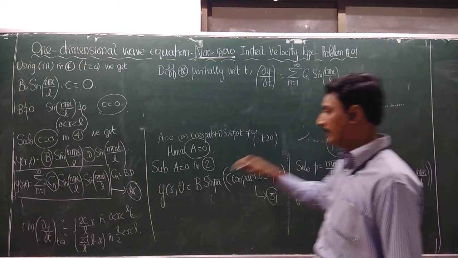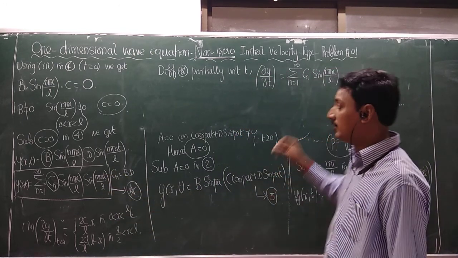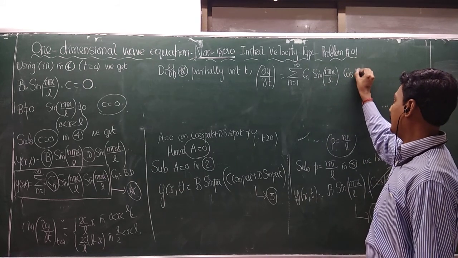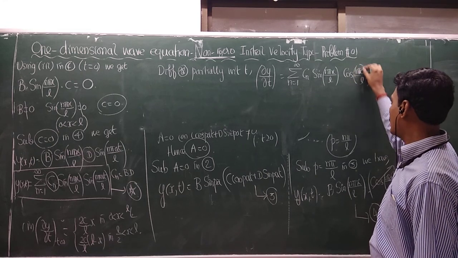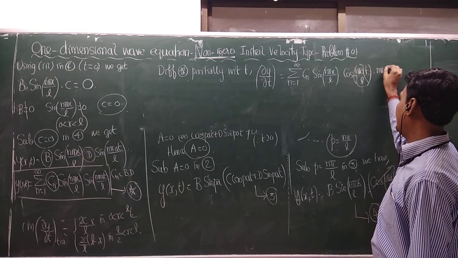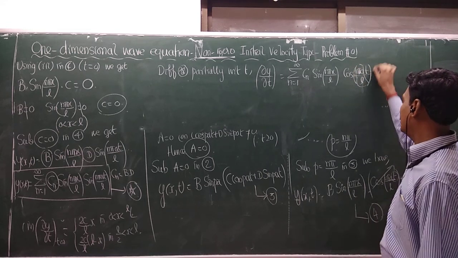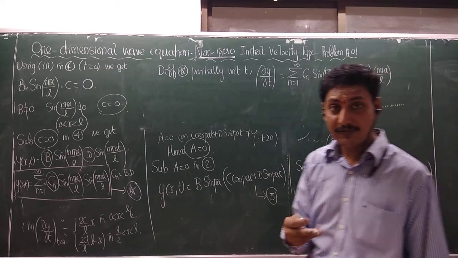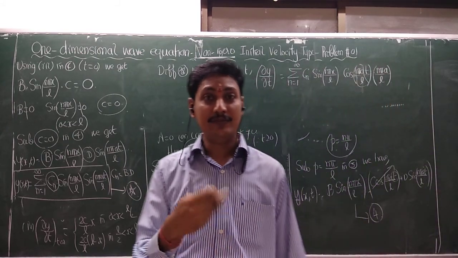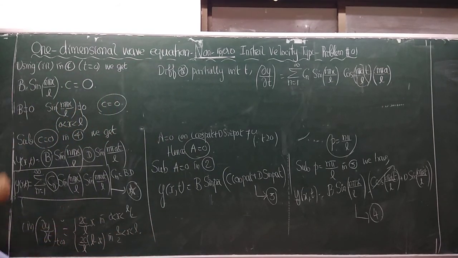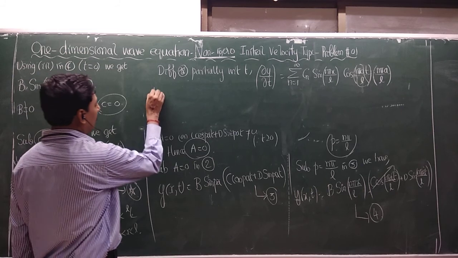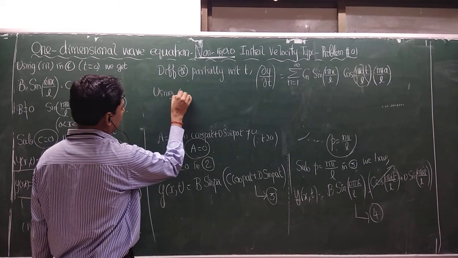What about the differentiation of sin n pi at by L? It gives cos n pi a t by L into the constant n pi a by L. Understand? We differentiate because of velocity. Velocity means the rate of change of displacement with respect to time t. So this is the displacement only. Now apply condition number 4 in this step.